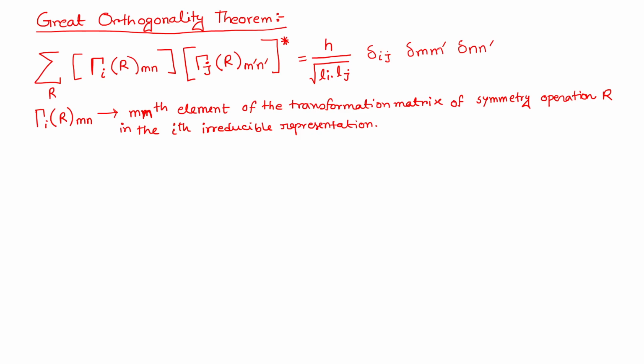This is the mnth element of a transformation matrix, where m is the number of row and n is the number of column. So we are pointing out a particular element of a transformation matrix of a symmetry operation R in the ith irreducible representation. If we multiply it with another element of the same symmetry operation from the same or different irreducible representation, we are going to get something given by this great orthogonality theorem, where I will also point out what li and lj are. These are the dimensionality of the ith and jth irreducible representation.